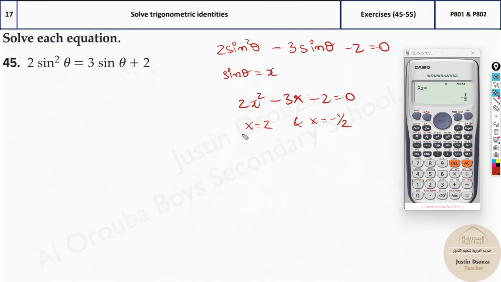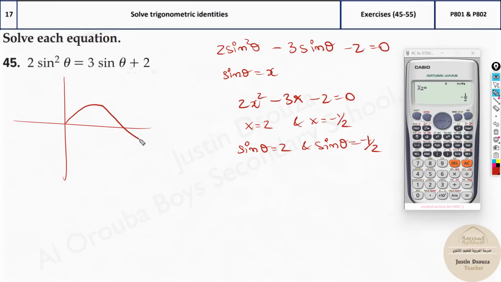But is this x actually? No, it's sine theta. So let's substitute it back. It's sine theta equals 2 and sine theta equals negative half. Now, do you know what is the range of sine theta? If you know the sine theta graph, imagine you start over here, starts with 0, goes up to the maximum, comes down, and it'll be minimum, and it just continues the same, right? So the maximum is 1 here, minimum is minus 1. It can never have any other values other than between 1 and minus 1. So here sine theta is 2. It's not possible. It's really wrong because sine theta can never be 2.